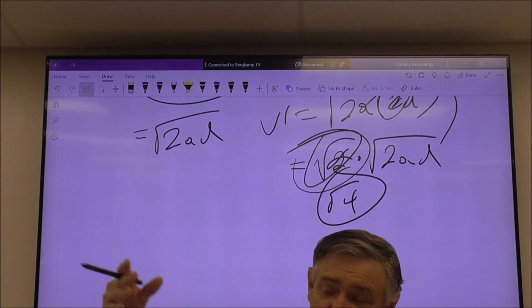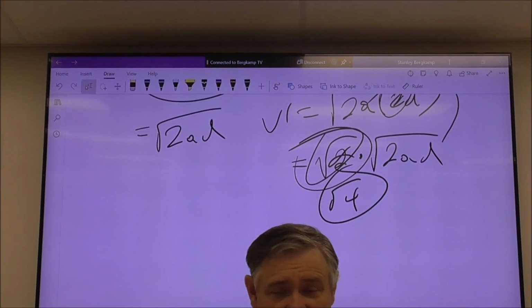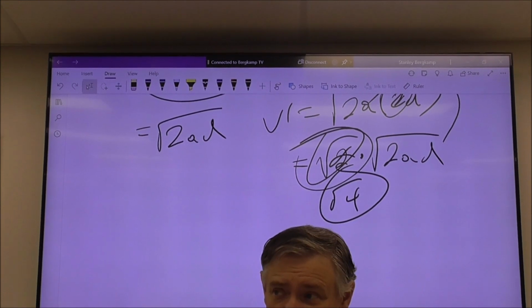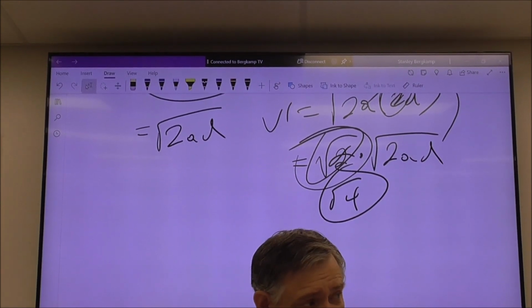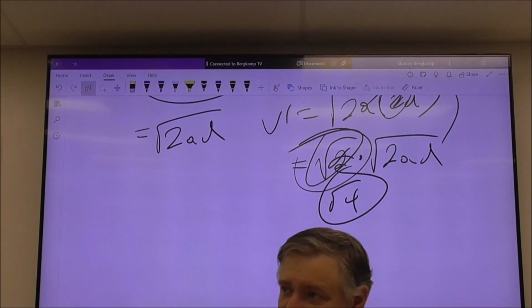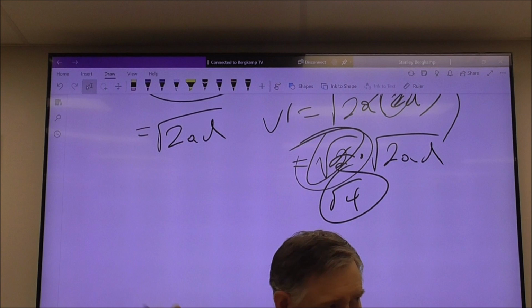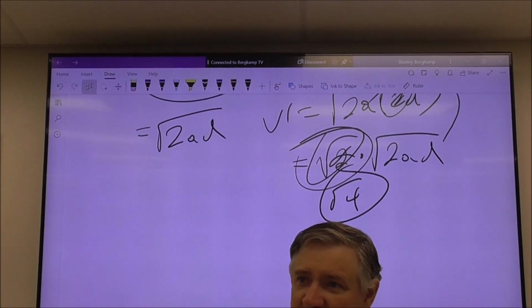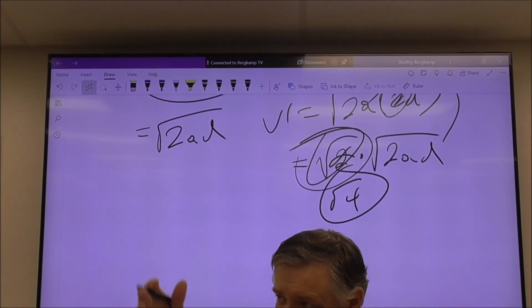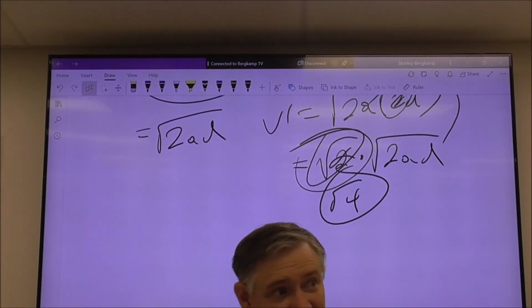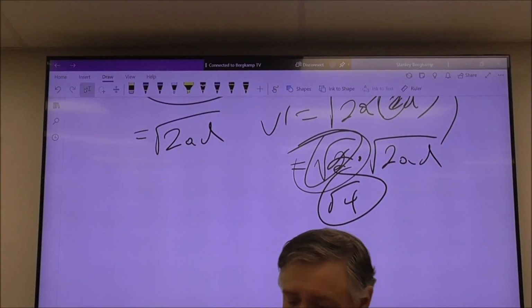If I wanted to go 3 times faster, what would I do to my height? If I wanted to triple, what would I do to my height? 9. I'd increase it by a factor of 9. See that? So it goes 1, 4, 9. Notice that those are squares. 1, 4, which is 2 squared. 9, 3 squared. You go to the next one, 25. That would increase it by a factor of 5.